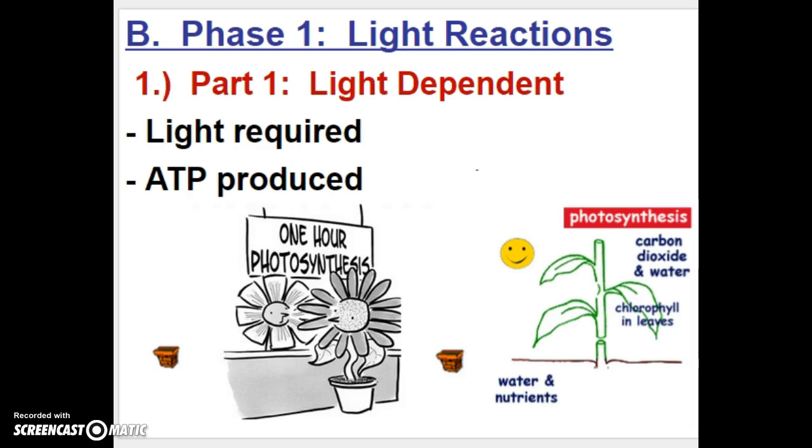We're going to talk about photosynthesis in phases and parts. Phase 1 is what we call the light reactions. Part 1 is the light-dependent reactions, because light is required for this to happen. And the result of part 1 of the light reactions is that ATP is produced.